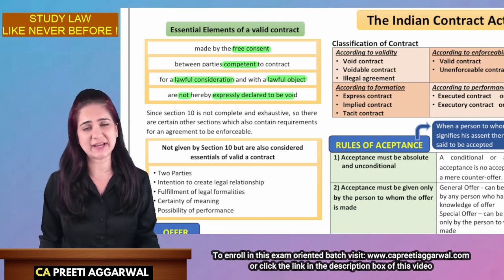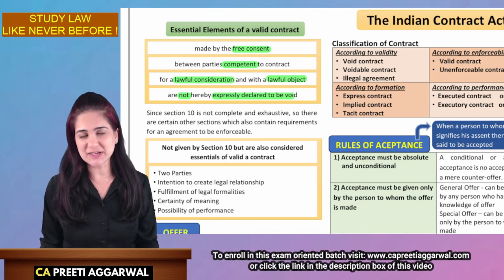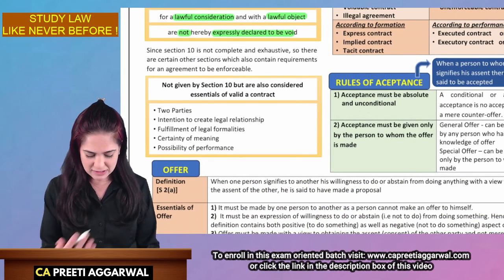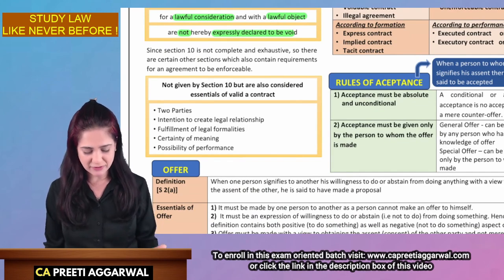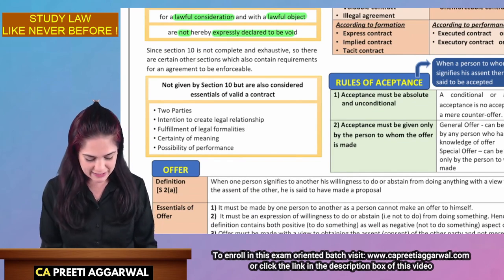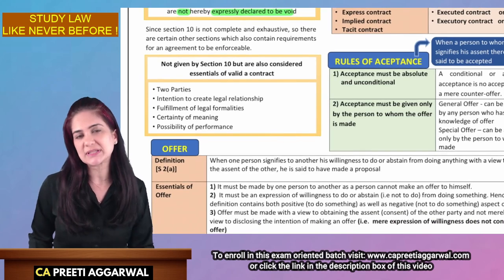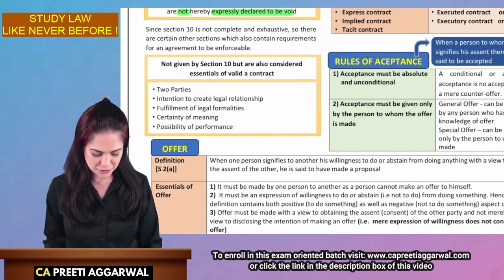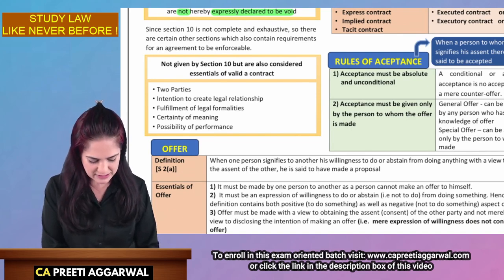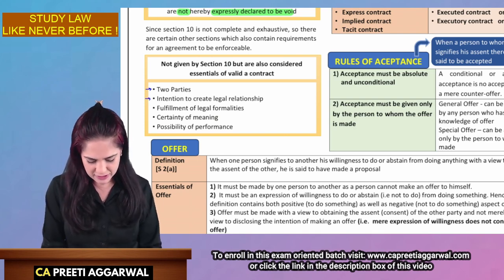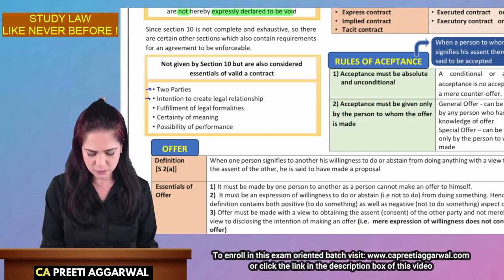But although section 10 does not cover these essential elements, they are very much relevant to make a valid contract. There are certain sections which also contain requirements for an agreement to be enforceable by law. So these are not given in section 10, but they are also considered as essential elements of a valid contract. So we have minimum 2 parties. Don't write anything. So we need minimum 2 parties. Don't draw anything, okay? There must be intention to create legal relation. Yes, now you will write along with me.